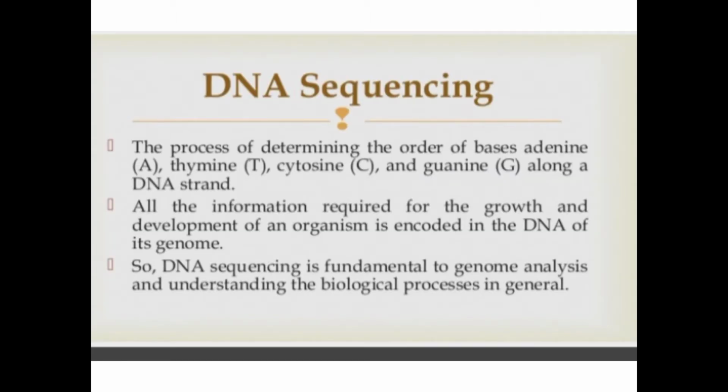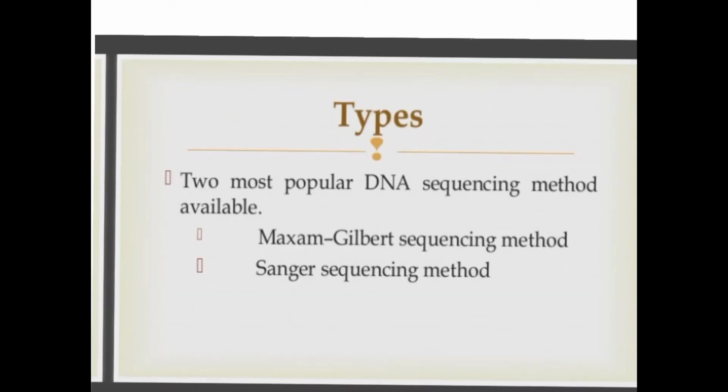DNA sequencing is the process of determining the order of the bases adenine (A), thymine (T), cytosine (C) and guanine (G) along a DNA strand, which is the basis of DNA sequencing. All the information required for the growth and development of an organism is encoded in the DNA of its genome. So, DNA sequencing is fundamental to genome analysis and to understanding biological processes in general.